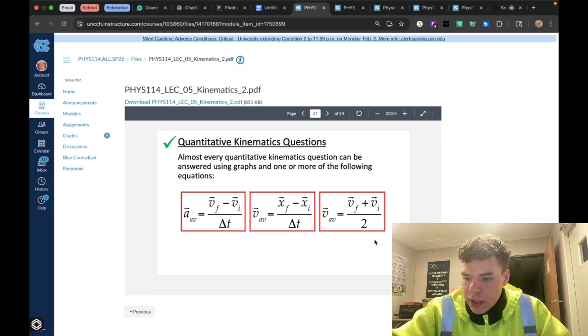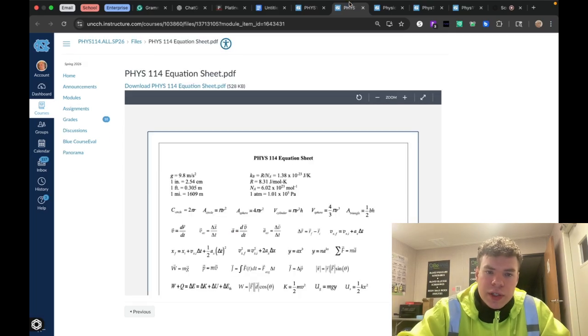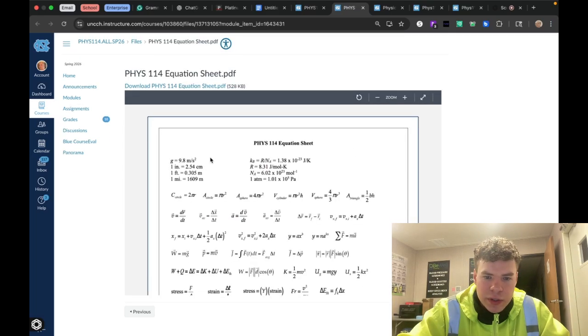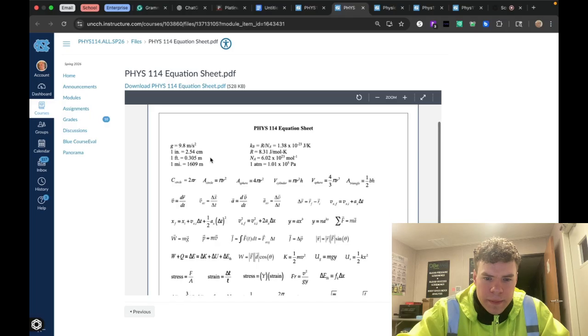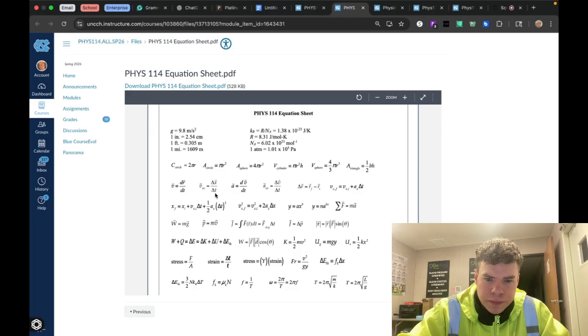We said average velocity is equal to velocity final plus velocity initial divided by 2. And all these formulas are on an equation sheet. If you're doing a class, a professor should give you one. So yeah, you see here g is 9.8, 1 inch, 1 feet, 1 meter.